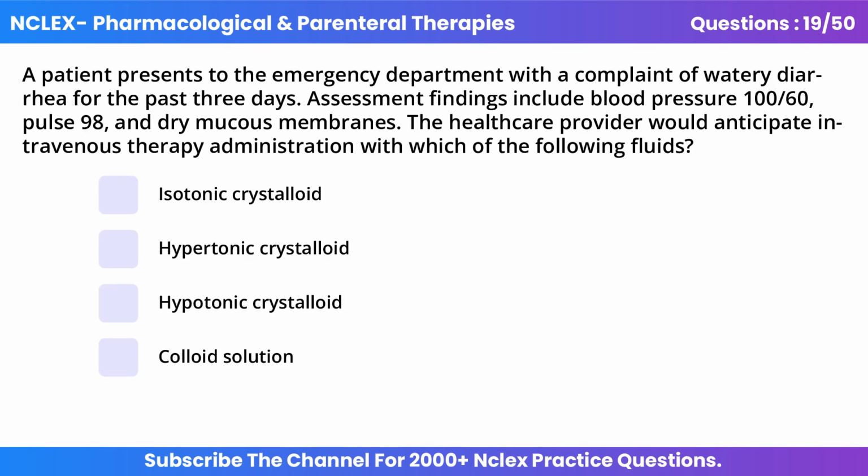Question 19. A patient presents to the emergency department with a complaint of watery diarrhea for the past 3 days. Assessment findings include blood pressure 160, pulse 98, and dry mucous membranes. The healthcare provider would anticipate intravenous therapy administration with which of the following fluids? A. Isotonic crystalloid.